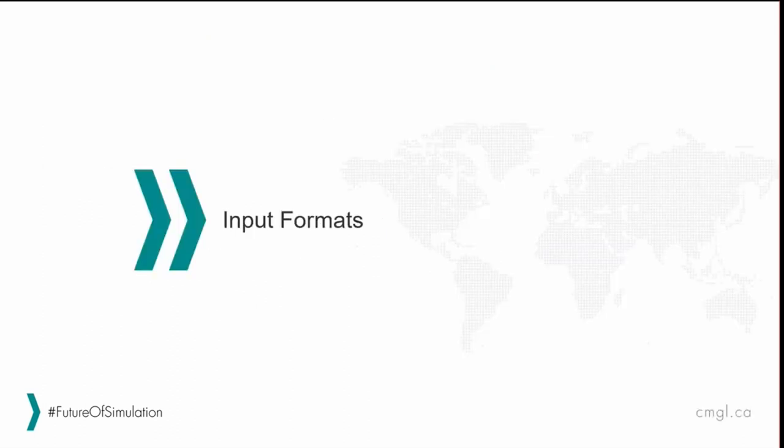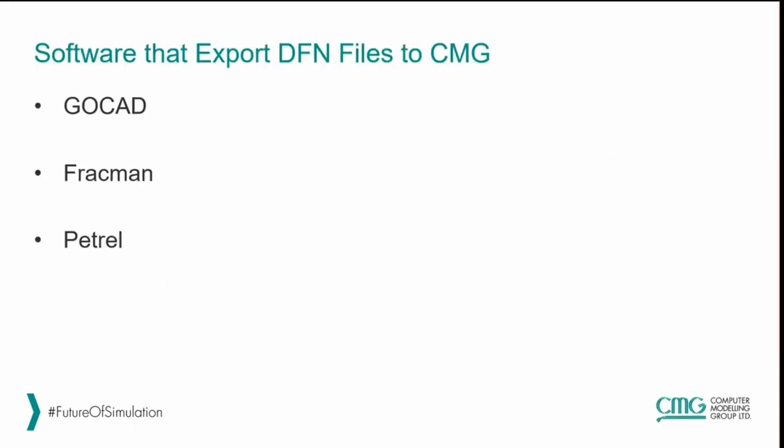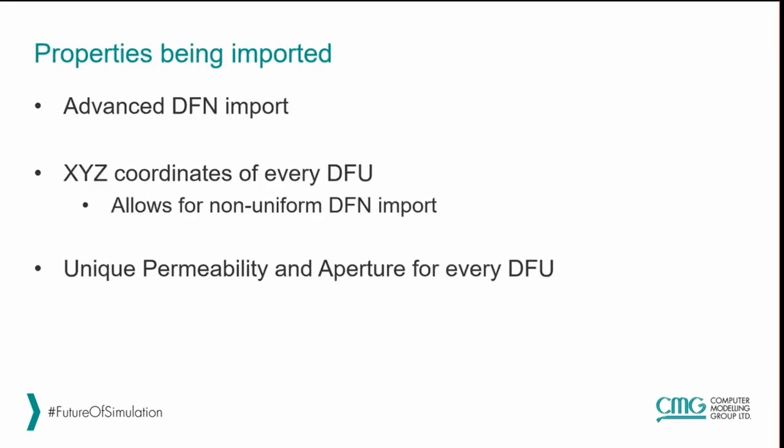So next we'll look at the different formats that we can use to import these fracture networks. There's a variety of different software packages that are able to export DFN files to CMG. These include GoCAD, FracMan, as well as Petrel. And when importing these, there's an advanced DFN import available in Builder, and we'll import each of the X, Y, and Z coordinates associated with each DFU. And this allows for non-uniform DFN imports.